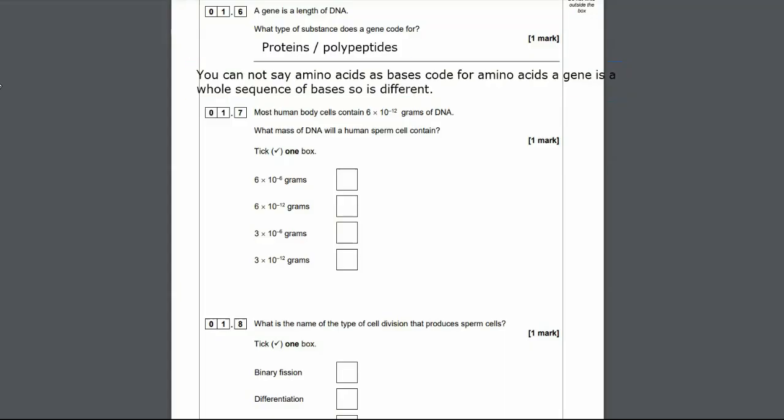Right, let's look at 1.7. Most human body cells contain 6 times 10 to the minus 12 grams of DNA. So that's the mass of DNA found in the nucleus. What mass of DNA would a sperm cell contain? Right, well, a sperm cell, you might remember, is haploid, contains half the number of chromosomes, so half the DNA.